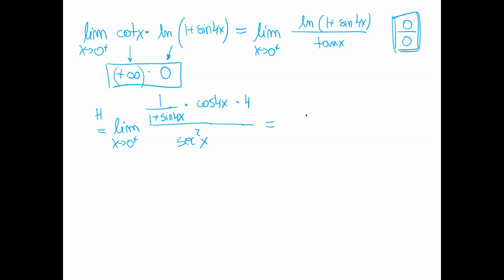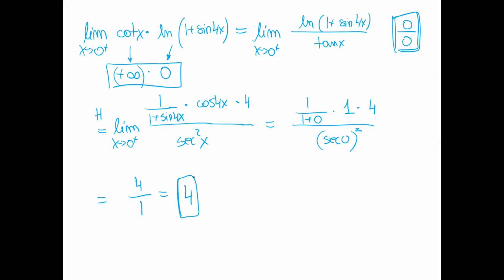Let's check what we have. We will have 1, sine at 0 is 0. Cosine at 0, because 4 times 0 is 0, is 1, times 4. And then secant at 0 squared, secant at 0 is 1, like cosine, 1. Okay, so you know what we have? We will have 4 and 1. 1 squared is 1. 4. Interesting. That's not the final answer.